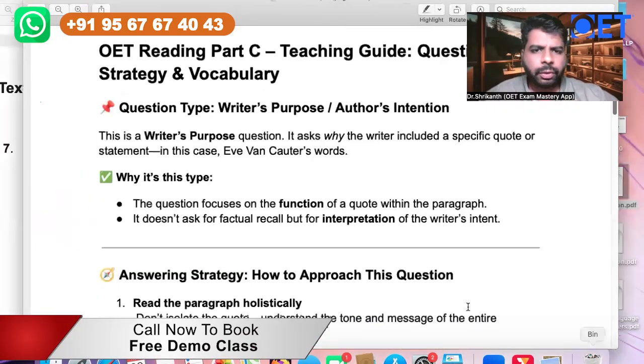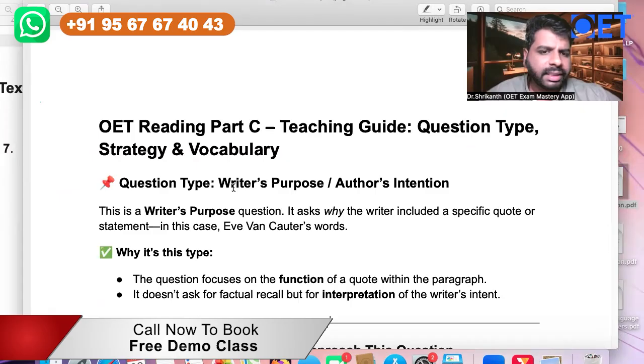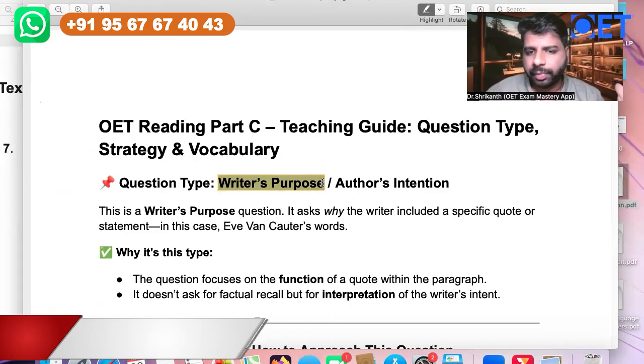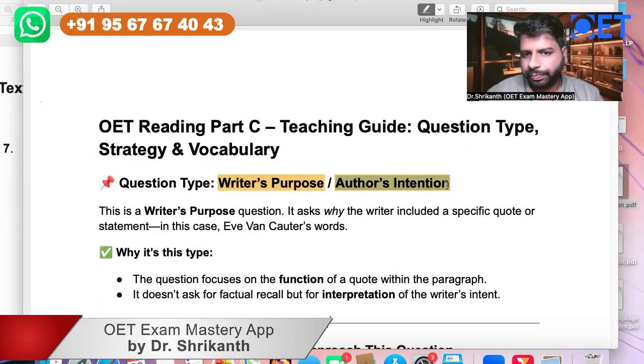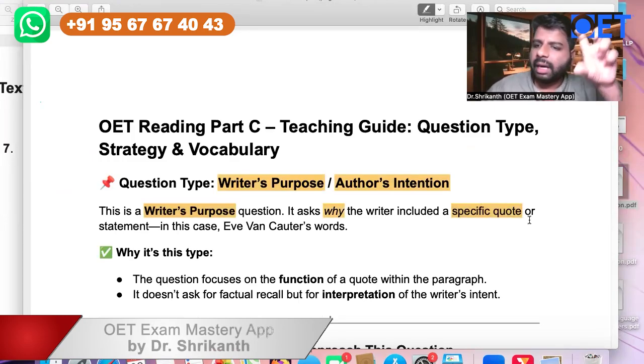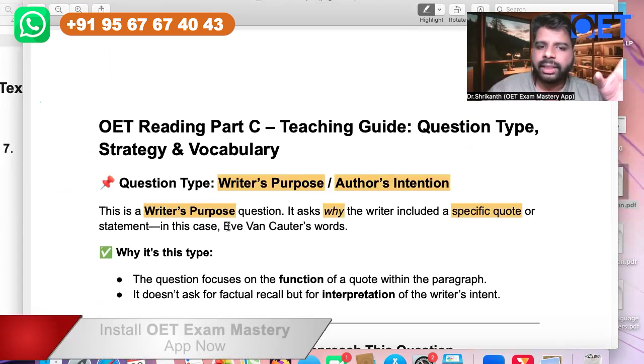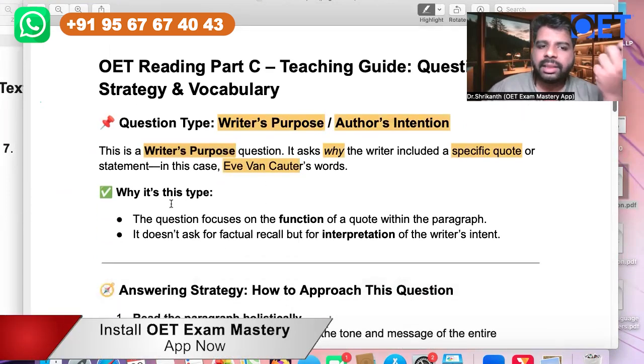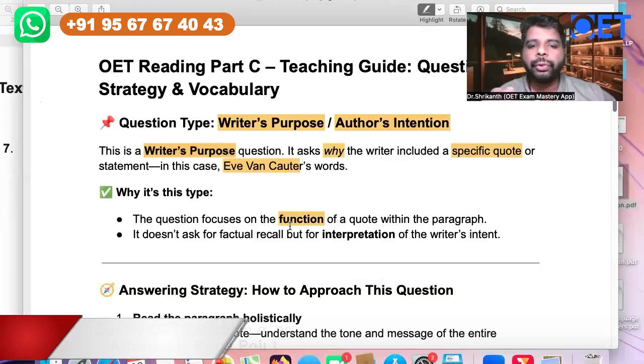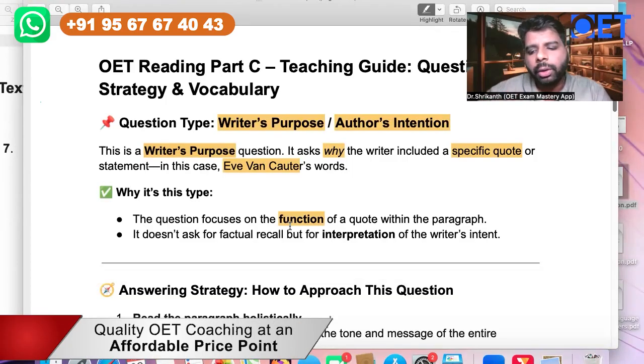This seventh question is basically making you find the writer's purpose, or the intention of the author. So this is a writer's purpose type question. It asks you why the writer included a specific quote. Quote means another person's words or statement, in this case, E. Von Cotter. Now, why is this a purpose type question? The question is focusing on the function of a quote within the paragraph. Function means duty. So what duty, what purpose, does this quote fulfill?